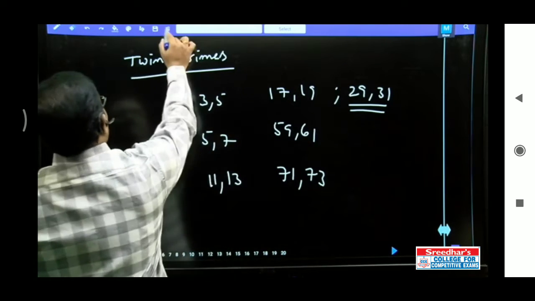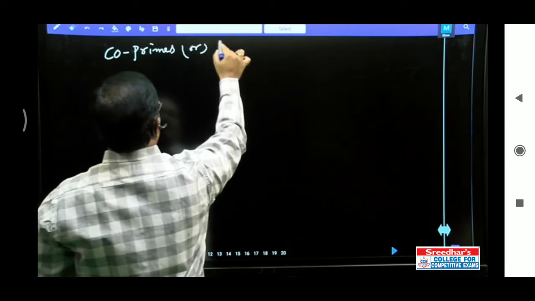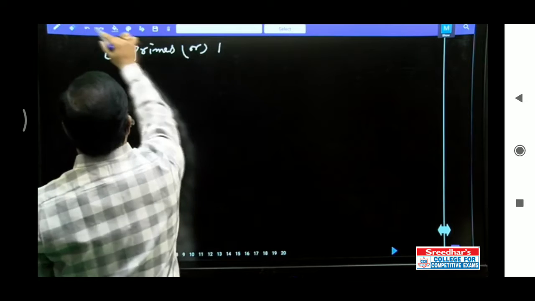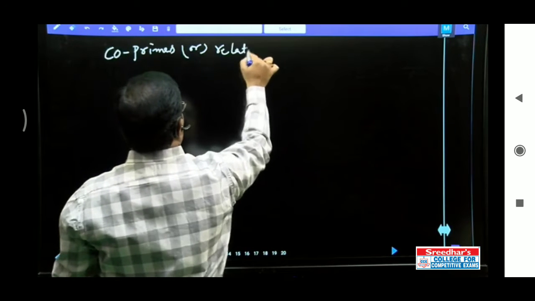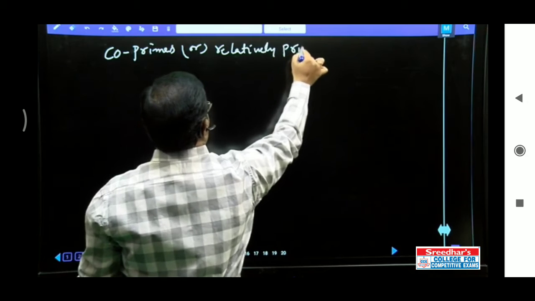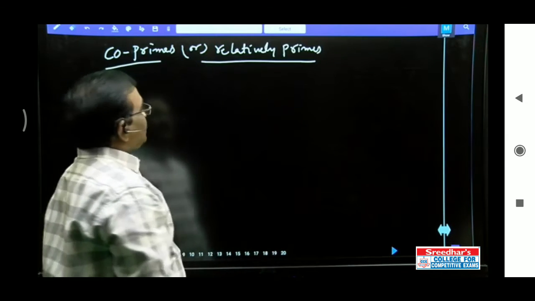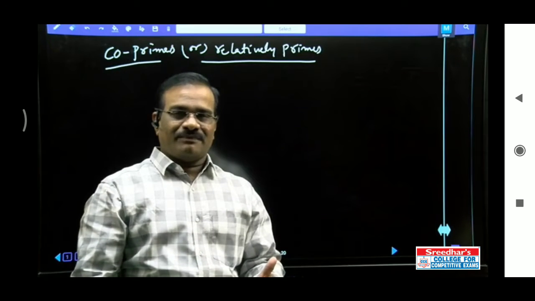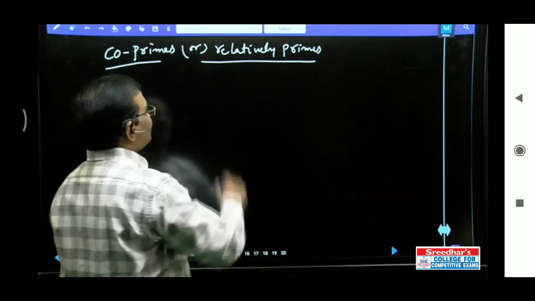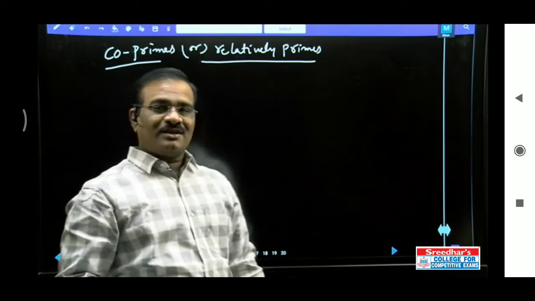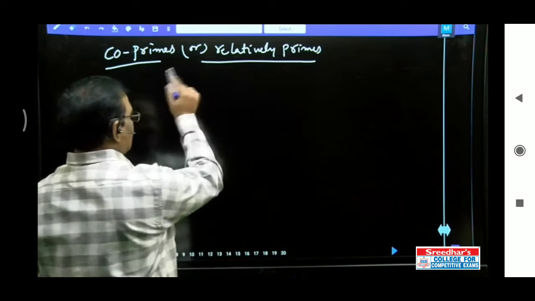Coprimes. What are coprimes? Coprimes are mutually primes or relatively primes. Two different numbers are such that there is no common factor between them except one. Then those two numbers are said to be relatively primes, coprimes, or mutually primes.